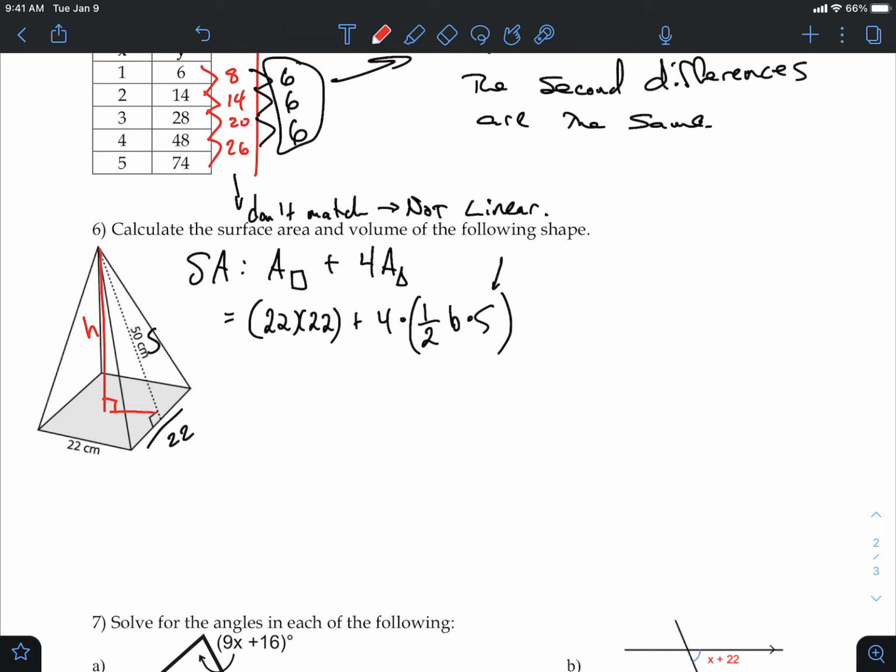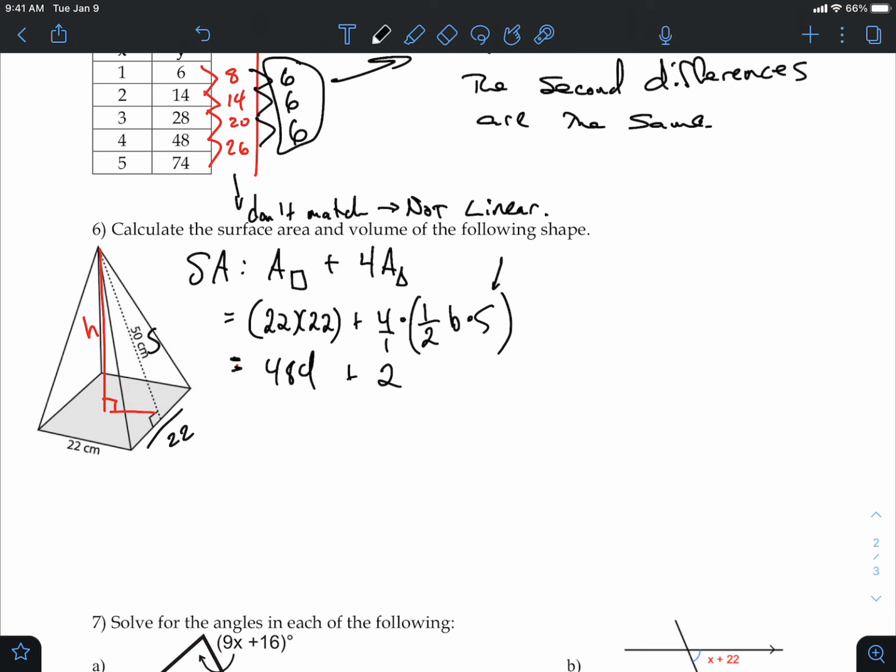So let's plug in some numbers. What's 22 times 22? What is that? 484. Thank you. 484 plus, oh, look at this. We could do this. 4 times, what's this? 4 divided by 2 is 2.